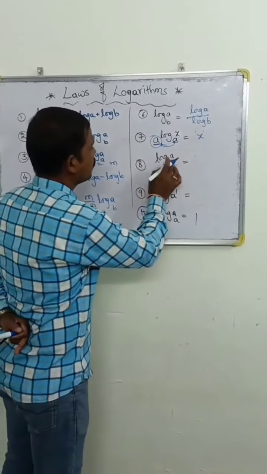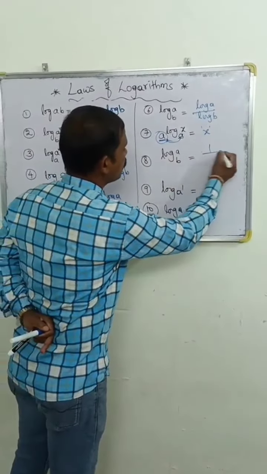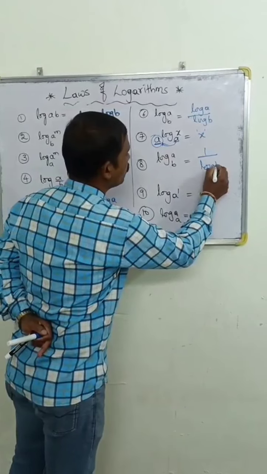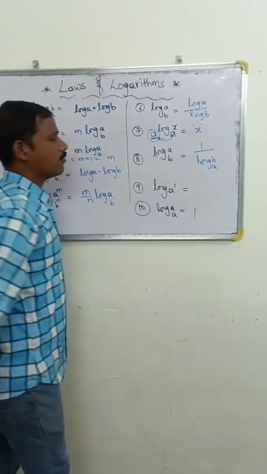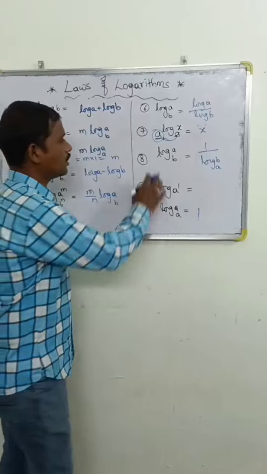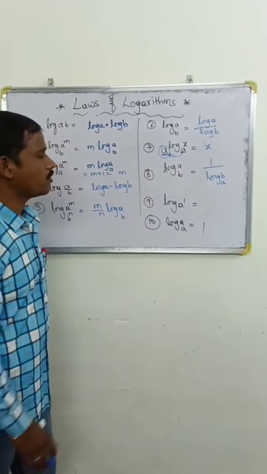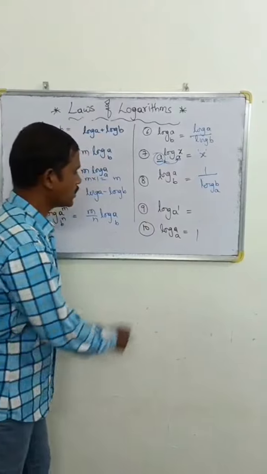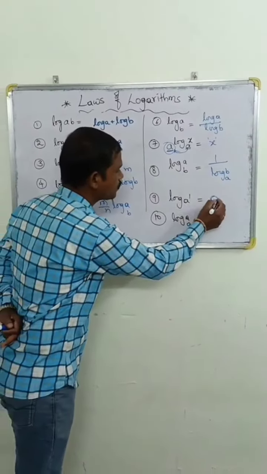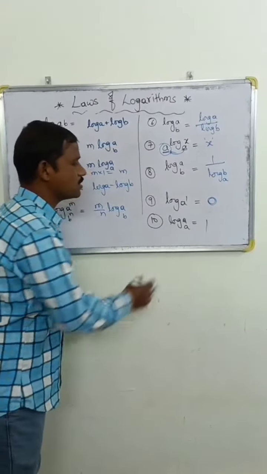Next one, log A base B equals 1 by log of B base A. Log A base B we can write as 1 by log B base A. Next one, log A power 1 equals 0. Next one, log A base A equals 1.